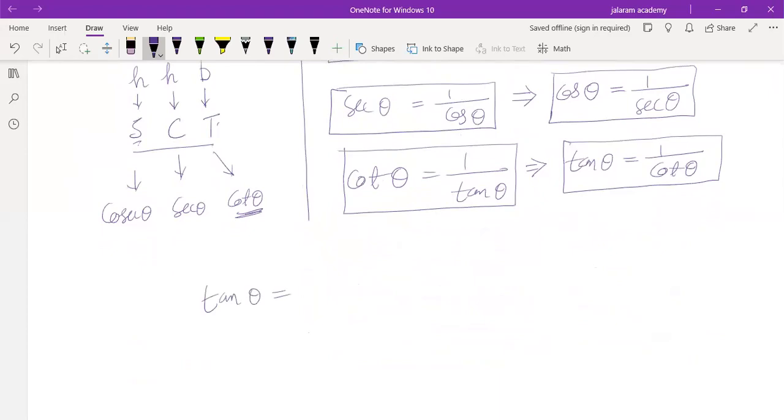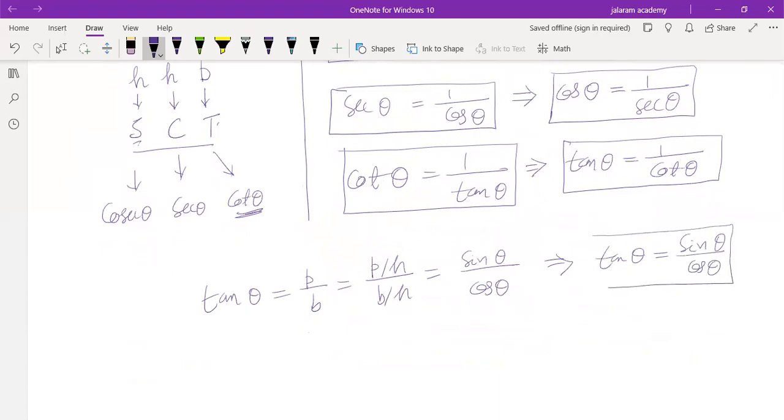Then, as tan theta equals perpendicular upon base, if we divide numerator and denominator both by hypotenuse, we get perpendicular upon hypotenuse over base upon hypotenuse. Now perpendicular upon hypotenuse is sin theta and base upon hypotenuse is cos theta. So there is one more relationship between tan theta, sin theta and cos theta. This is the first relationship between three trigonometric ratios. Tan theta equals sin theta by cos theta.